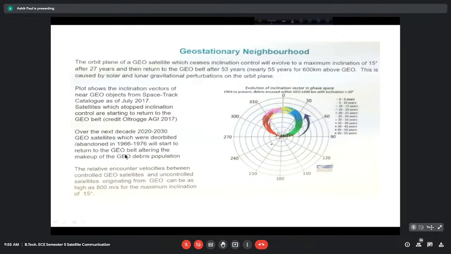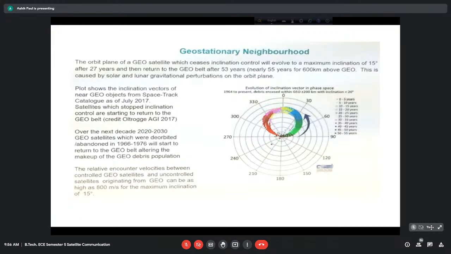So what happens is that over this present decade, from 2020 onwards to 2030, the geostationary satellites which were deorbited, meaning they became defunct or were not active during the early days, 1966 to 1976, will start returning. I mean, they will complete a cycle of change of this orbital inclination, and they will return to the geostationary orbits once again.